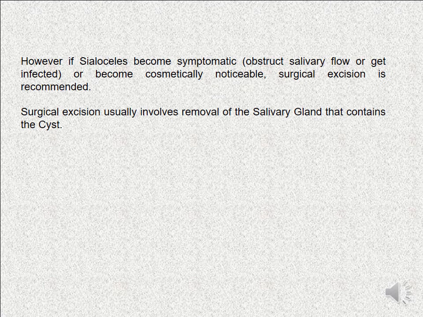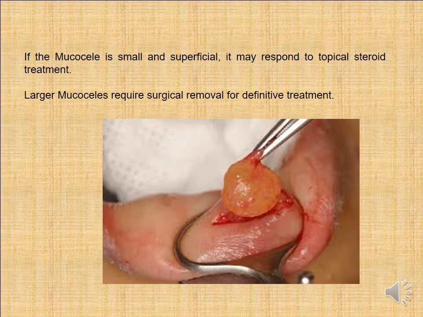However, if the salivary cyst becomes symptomatic with reduced salivary flow, or gets infected, or becomes cosmetically noticeable, surgical excision is recommended. Surgical excision involves removal of the salivary gland that contains the cyst. For the mucocele, we remove not only the cyst, but also the microscopic gland again. If the mucocele is small and superficial, it may respond to topical steroid treatment.